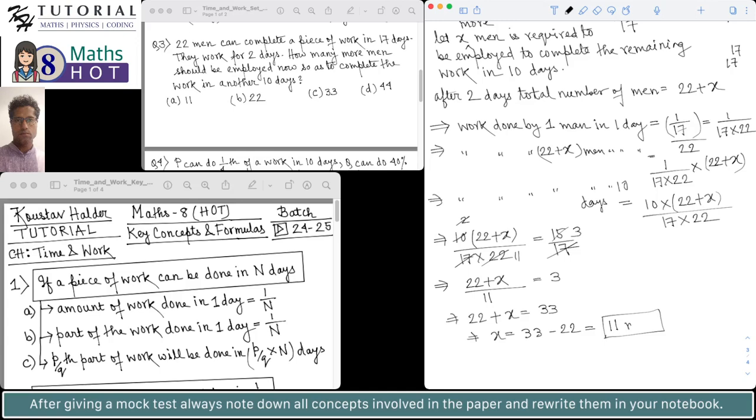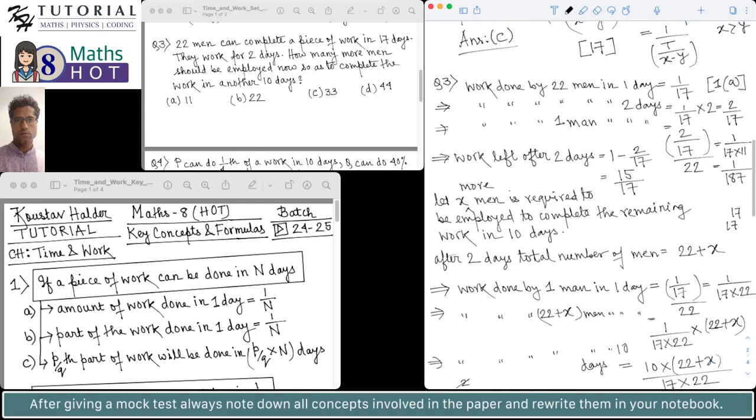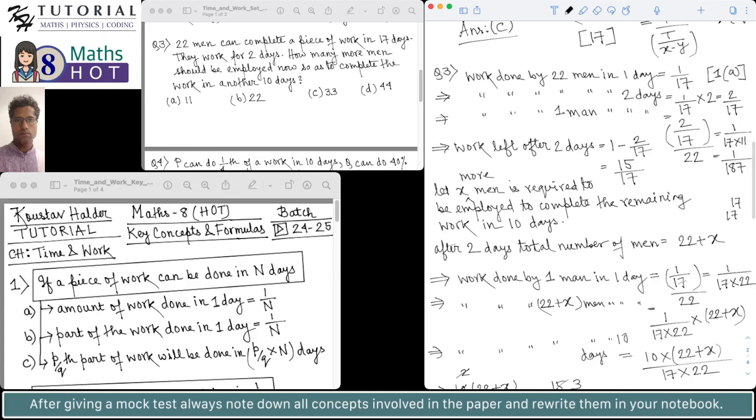So 11 more men need to be employed after 2 days so that they can complete the remaining work in 10 days. So the correct choice is choice A. Now the solution could look a little complicated, but it is quite simple if you clearly understand some basic fundamentals of the unitary method, and also the concept of time and work.